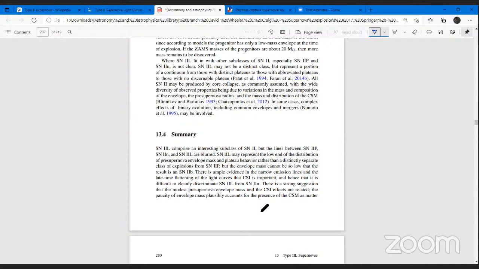But the envelope mass cannot be so low that the result will be a type 2B. Type 2B is the weakest in terms of energy that I have gone through. There is ample evidence in the narrow emission lines and the late-time flattening of light curves that circumstellar interaction is important, and hence it is difficult to cleanly discriminate type 2L from type 2N.